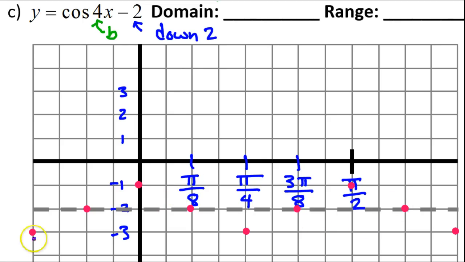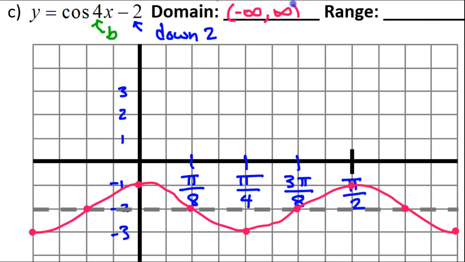So this is what our graph should look like. I just need to connect the dots. So your graph should look something like that. Once again, because it goes left forever and right forever, the domain is -infinity to +infinity. Now the range, the low is at -3, and the high is at -1. So that's going to be the range.